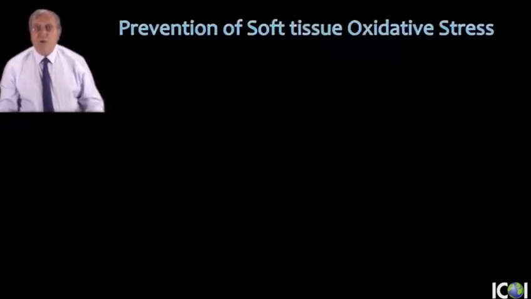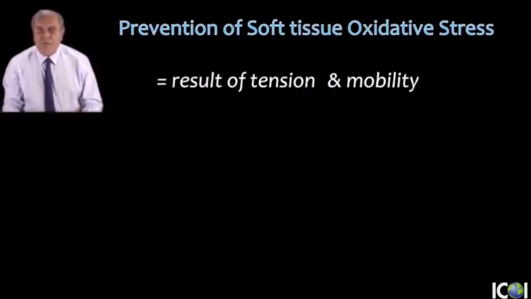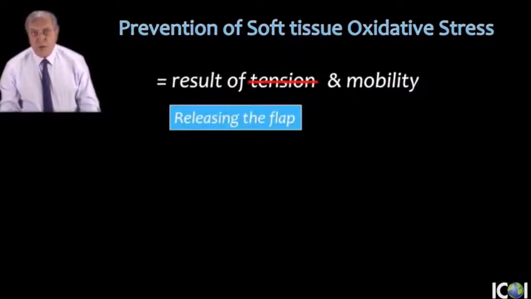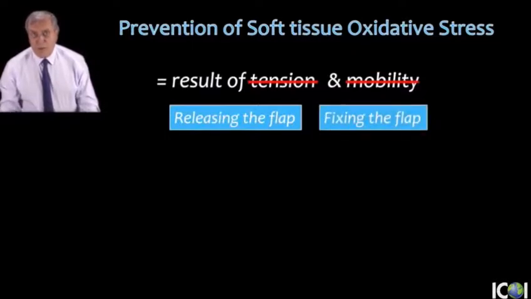And then if we want to understand and to prevent the soft tissue oxidative stress, we need to remove the tension, and we need to stop the mobility by fixing the flap.